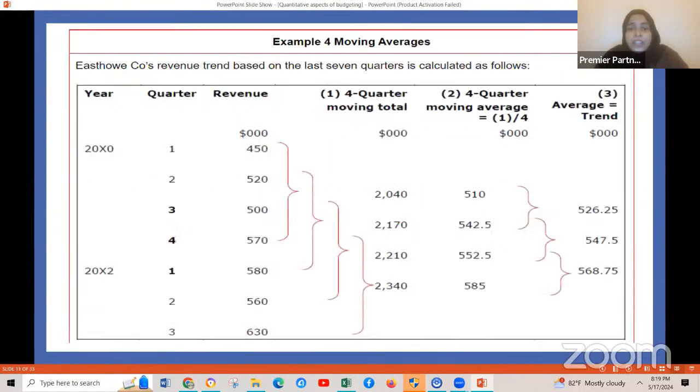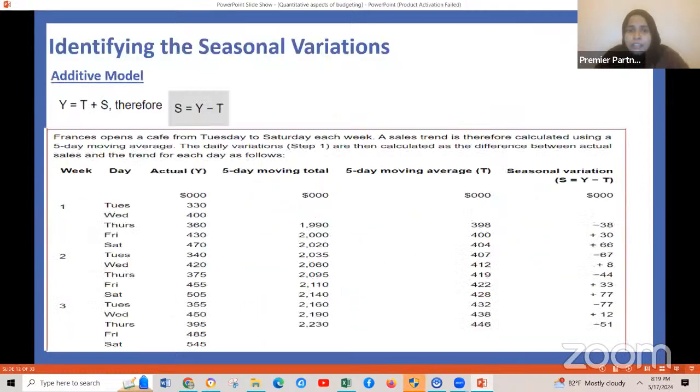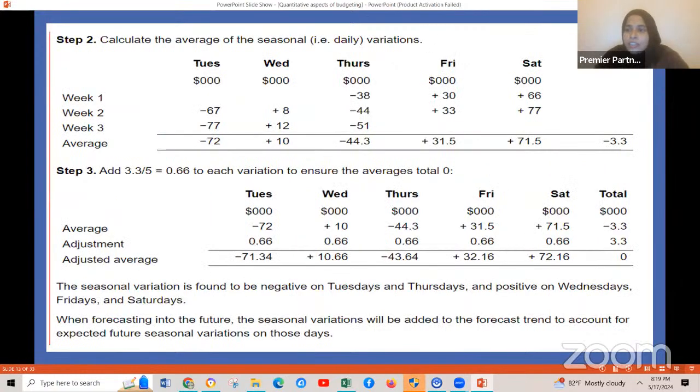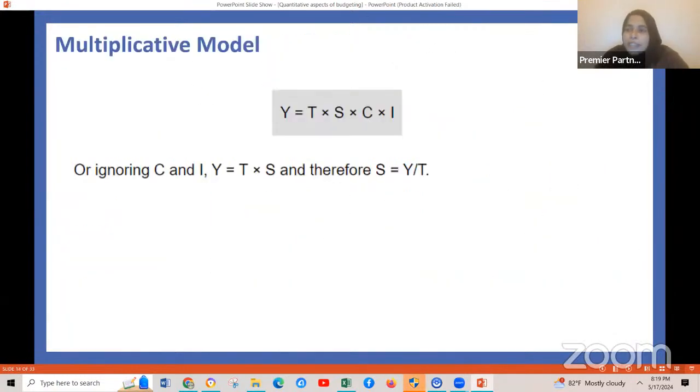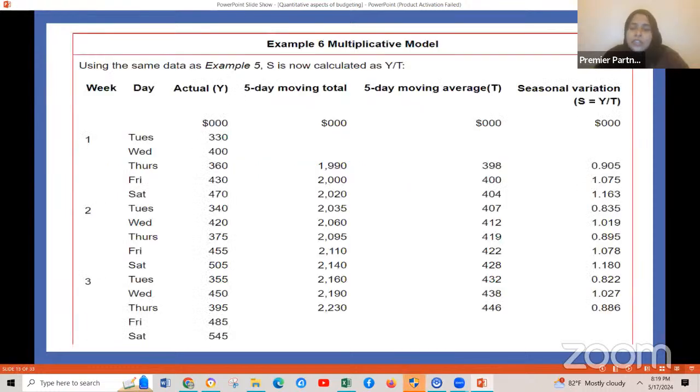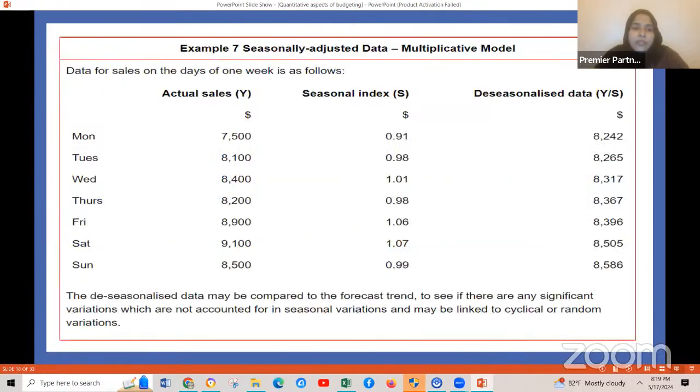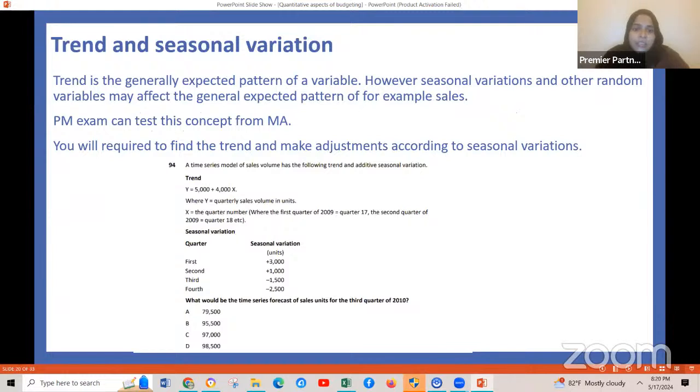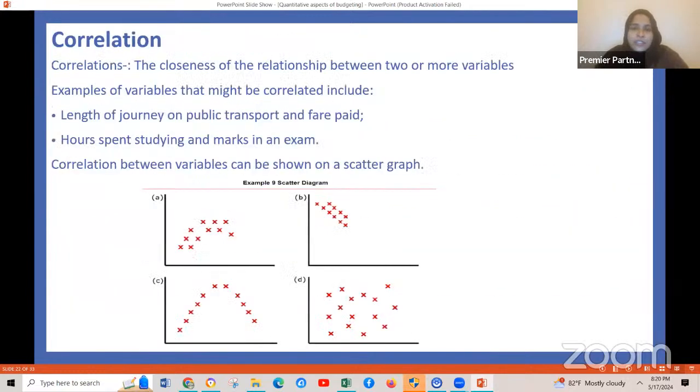You first have to identify the trend. Generally, you can use a moving average for that. And then you can try to adjust your seasonal variations and come to your final calculations. So you can use the additive or multiplicative model for that. Right? So you're trying to calculate your sales using a trend and adjusted seasonal variation.